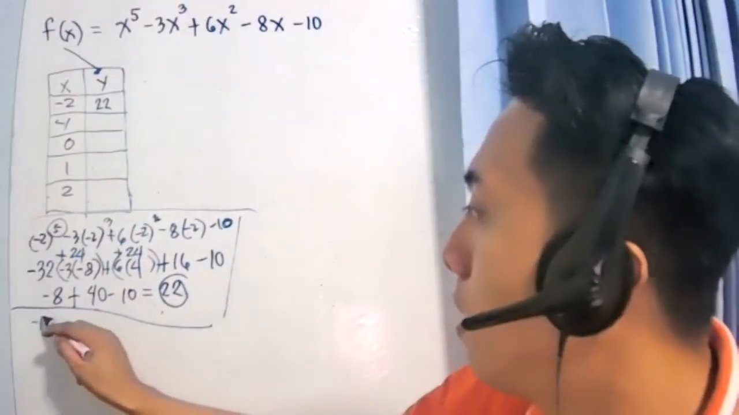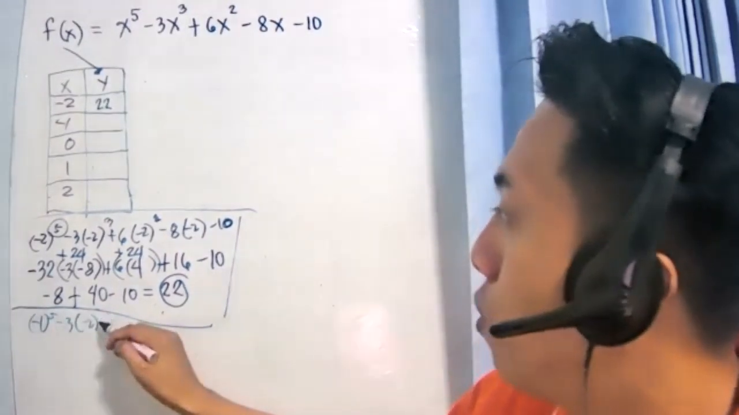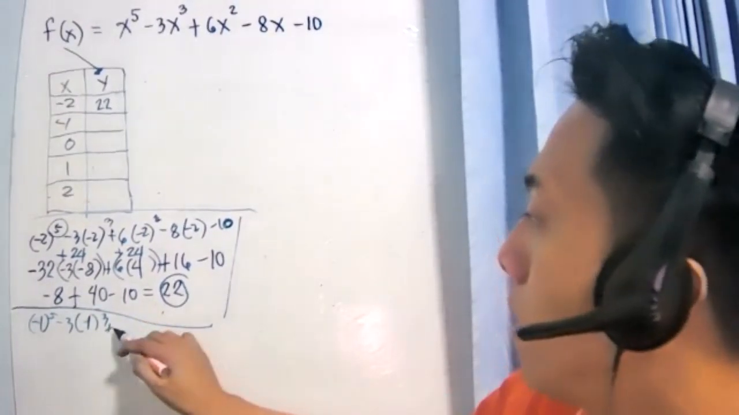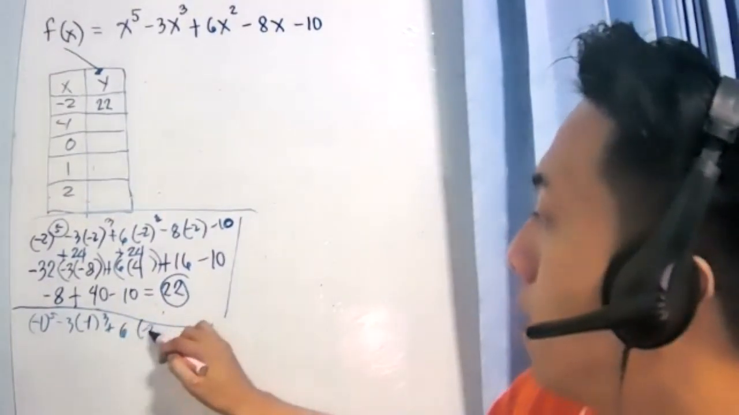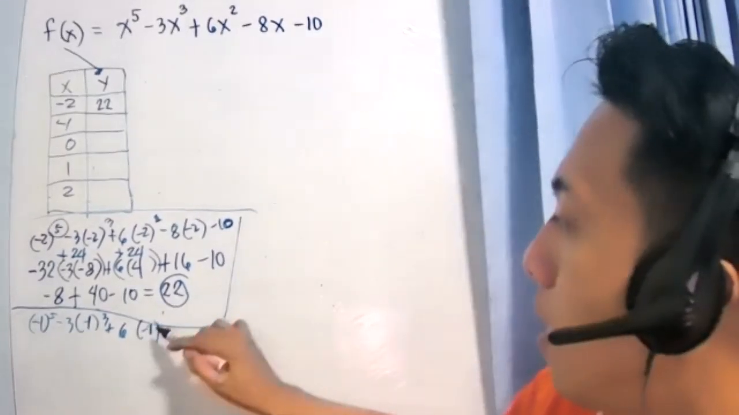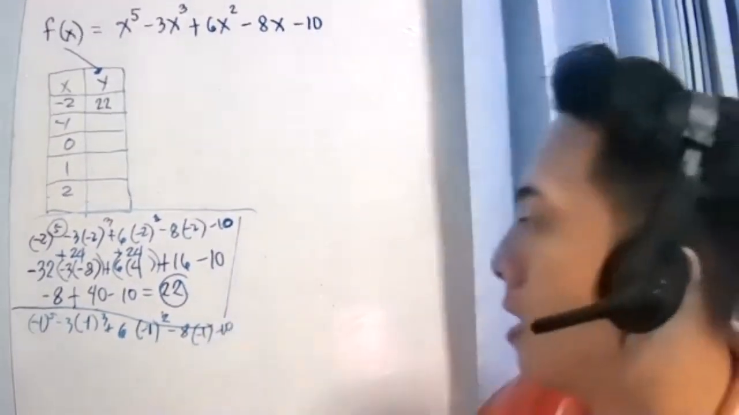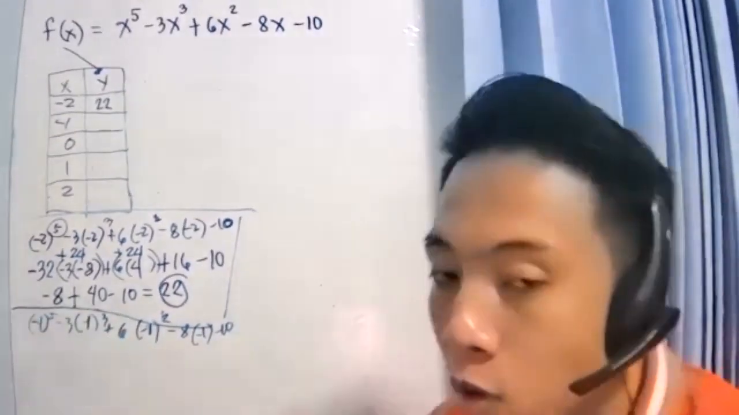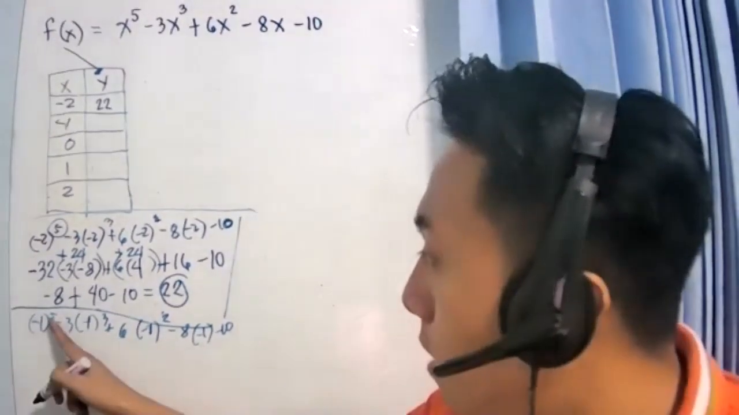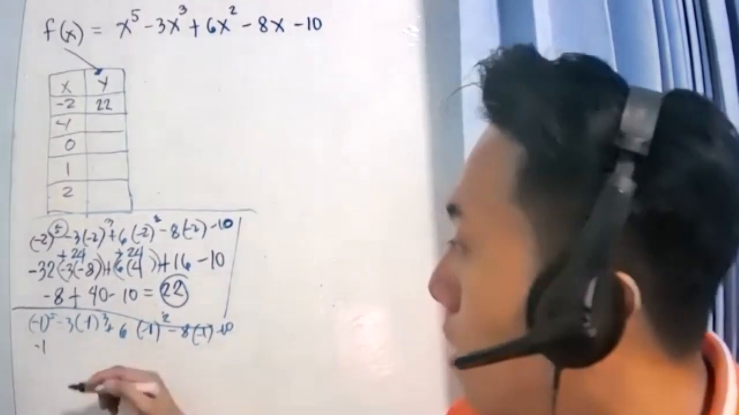So -1 raised to 5 minus 3 times -1 raised to 3 plus 6 times -1 squared minus 8 times -1 minus 10. Okay, if you're multiplying 1 by itself, it's always 1. So we will just follow the sign. This one is odd, so I will just put -1.